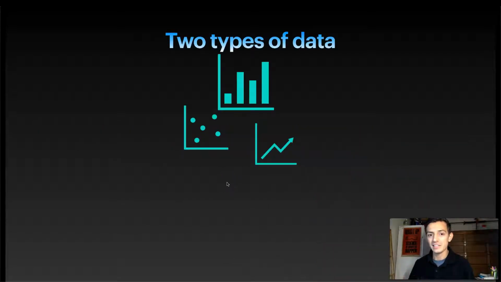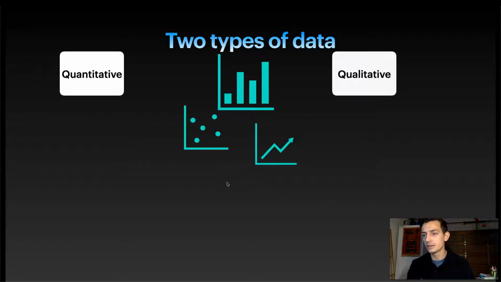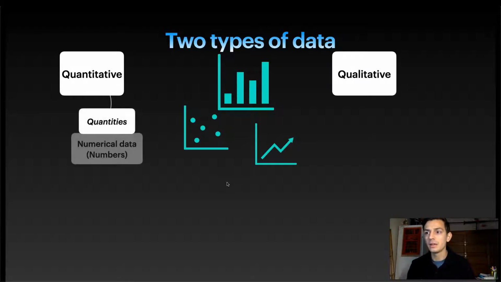So, like I said, there's two types of data. One is quantitative, the other is qualitative. And let's define those terms. So quantitative data deals with what's called quantities.